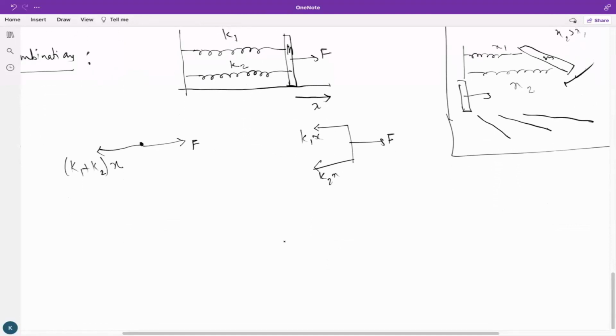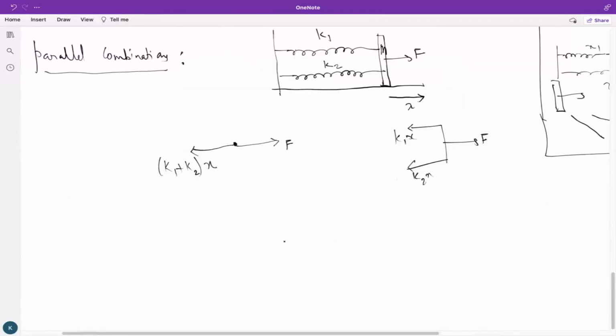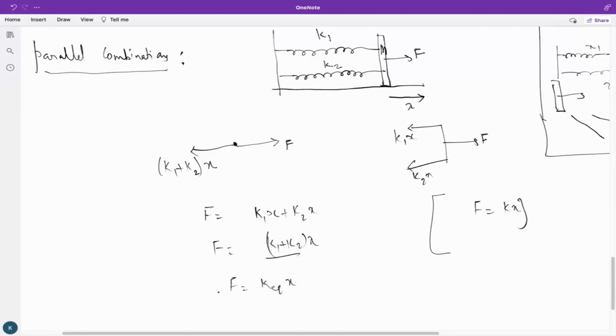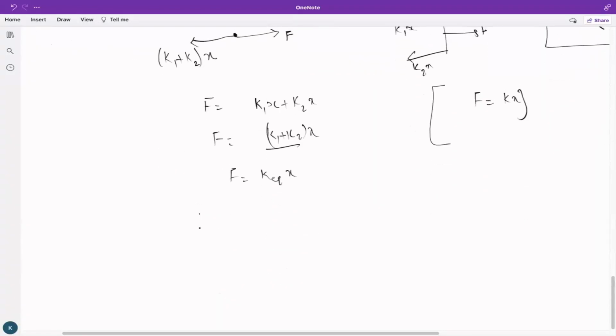So we can write it here as force is equal to K1x plus K2x. So force is actually equal to (K1 plus K2)x. Finally, we need the force in this form, right? So here, our K equivalent is nothing but K1 plus K2.